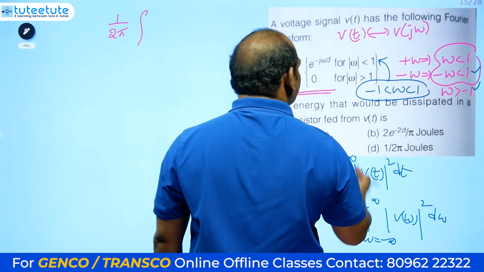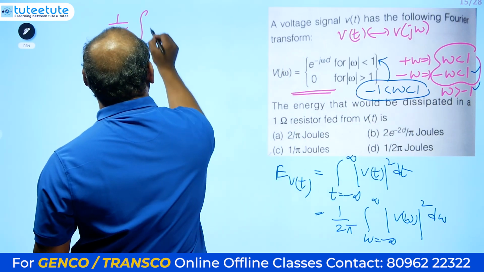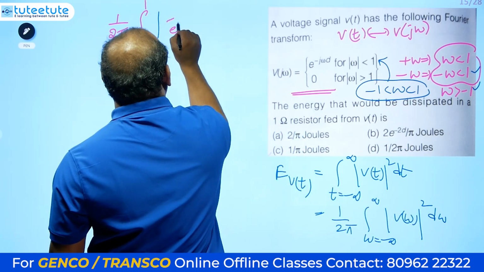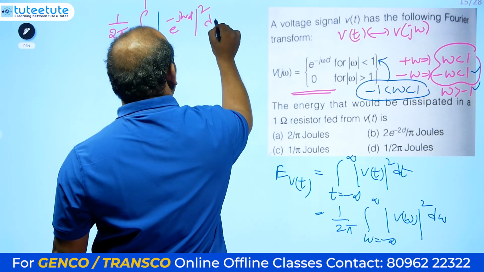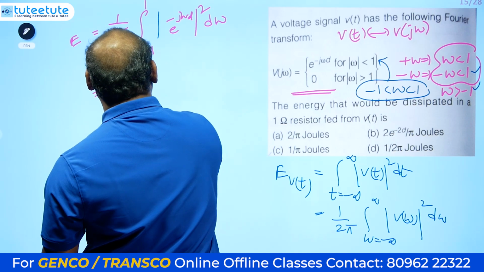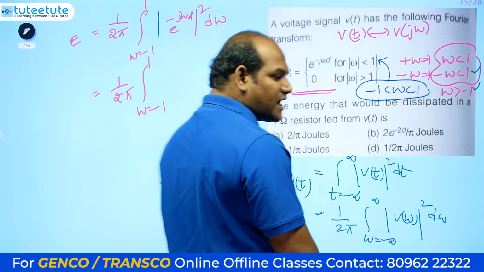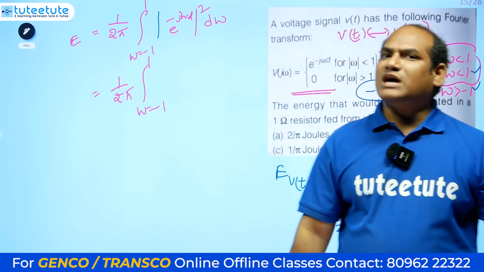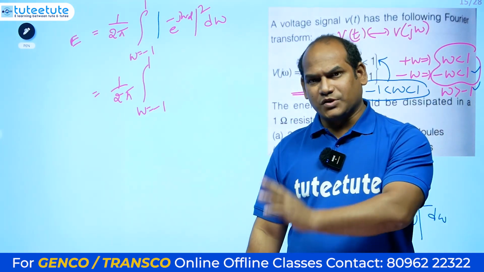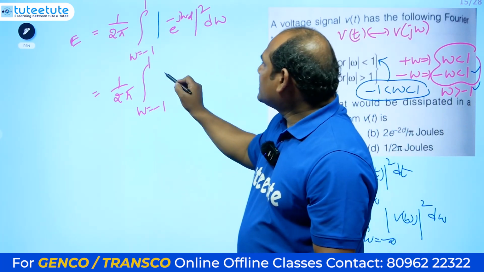Where to where do we have a non-zero value of v of omega? From minus 1 to plus 1. So omega is equal to minus 1 to plus 1. Okay, the modulus also you should not forget: modulus of e power minus j omega d, squared, d omega. That is what we need to calculate. This is the energy. Modulus of e power j theta is 1. e power j theta is equal to cos theta plus j sin theta. If you take modulus, you will get square root of cos square theta plus sin square theta. So square root of 1, that means modulus will become 1. Okay, so 1 square is again 1.